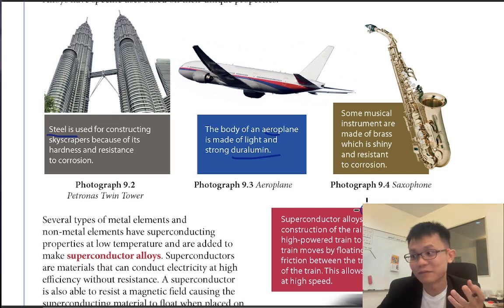The car is also the same, right? Cars also have carbon fiber, and bicycles use titanium and carbon fiber, which is more expensive, 1000+. Maybe 10,000 for the bicycle. For musical instruments, brass is used, which is very shiny and resistant to corrosion.